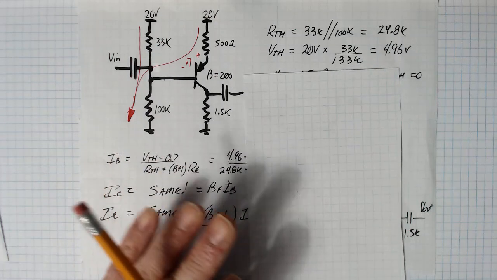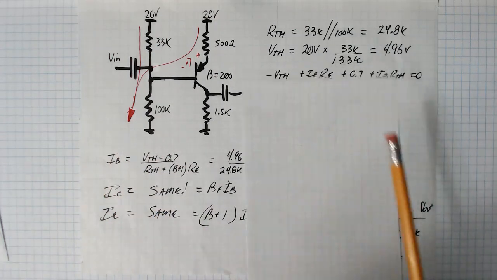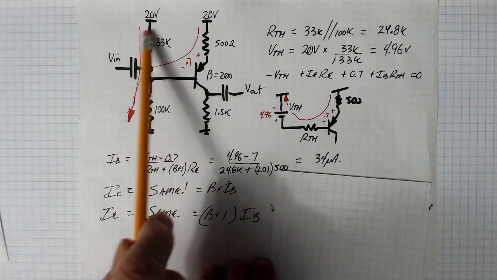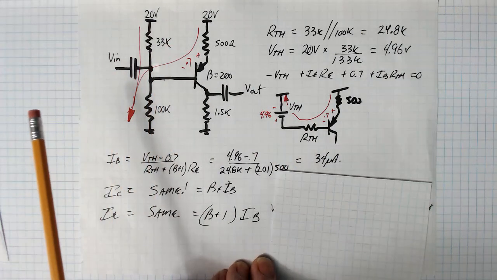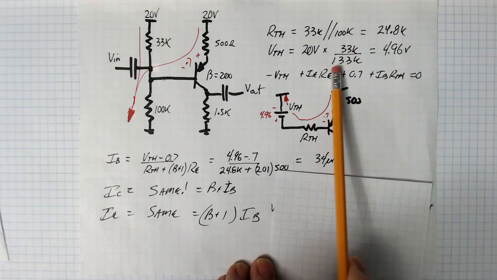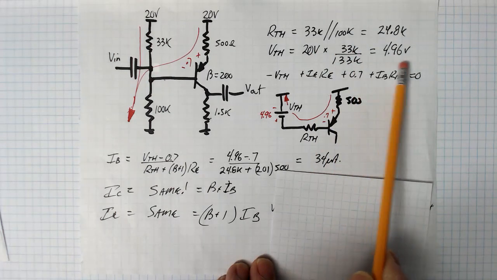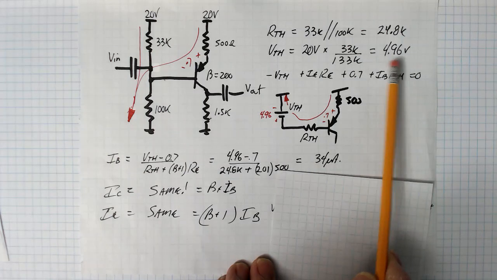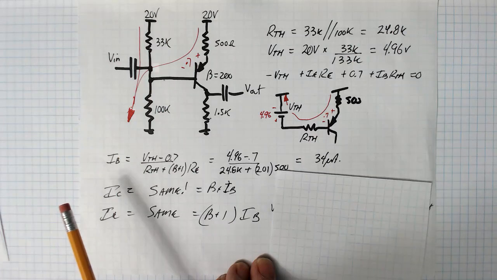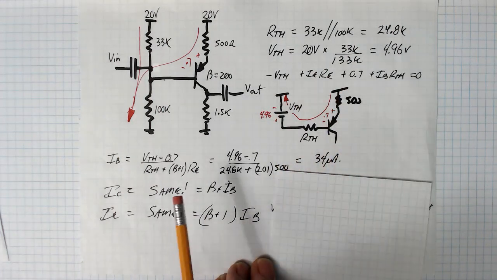The RTH is the same, but for the VTH, what we want to do is solve for the voltage going this way. We want to solve the voltage across this 33K ohm resistor. So we would multiply 20 times 33K over 133K, which is 4.96. But I would draw that as going back to the supply. And then I would write my loop equations down here.